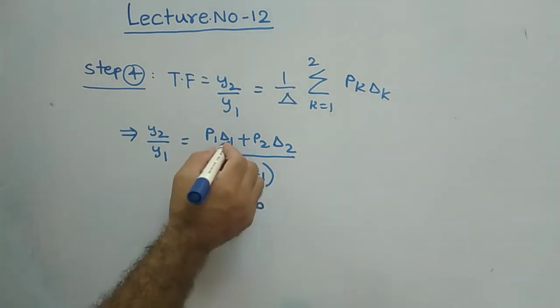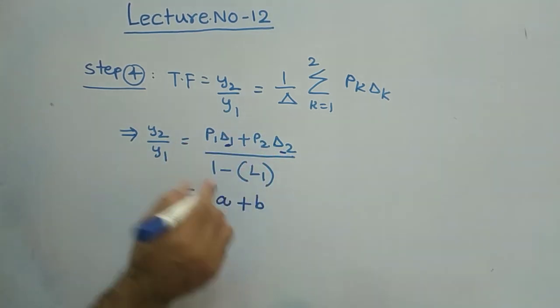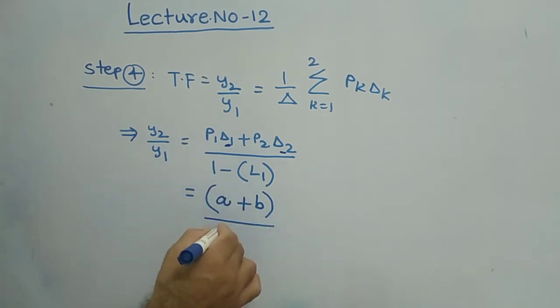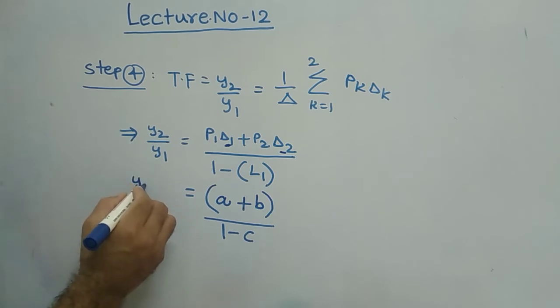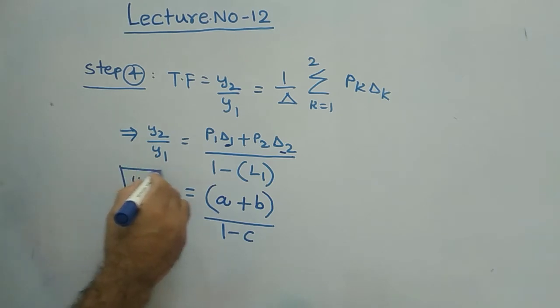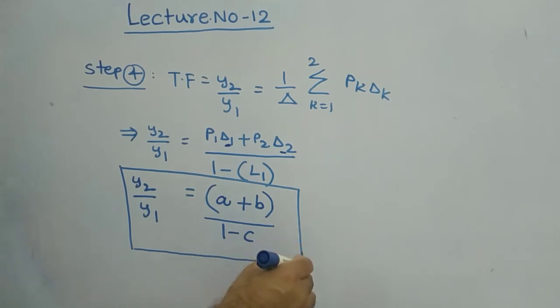That's all. Here delta 1 value is 1, delta 2 value is 1, P1 is equal to A, P2 is equal to B. That is nothing but A plus B in the numerator, and in the denominator it is 1 minus, what is L1? C. 1 minus C. That's all. That is your answer, Y2 by Y1. Very simple, no? This is what your answer is: A plus B by 1 minus C. This is one of the options given for that question.